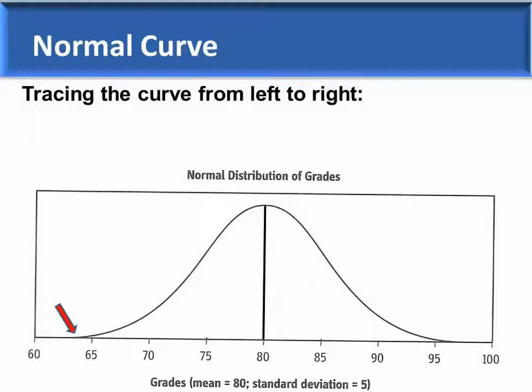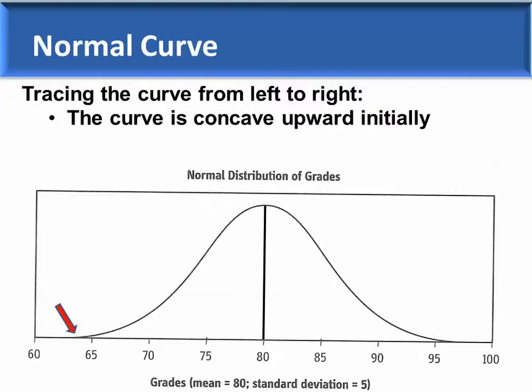As we're talking about how this normal curve works and how we can learn to draw it, it's important to know some of the key, literally turning points of the curve. As we start tracing the curve from left to right, we can see that initially the curve is concave upward. If you think of a bowl, the shape of the bowl is pointing upward.